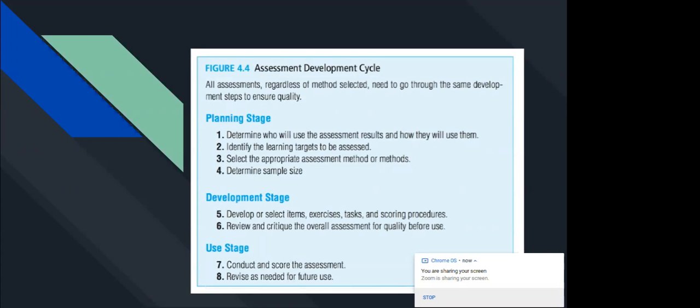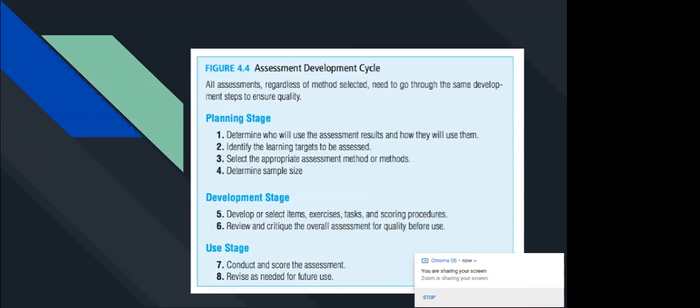We're going to figure out what we want to assess and what the learning target is. And I know in the last class we talked about learning targets, so we want to make sure that we're assessing the correct learning targets. We want to make sure that we have the appropriate assessment methods, which is the last slide that we discussed. And we want to determine if we're going to use this assessment for the entire class, or if we're just going to use it with a select group of children. So the next step is we're going to start to develop it.